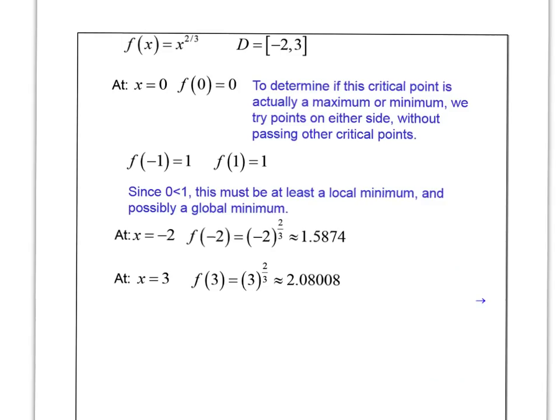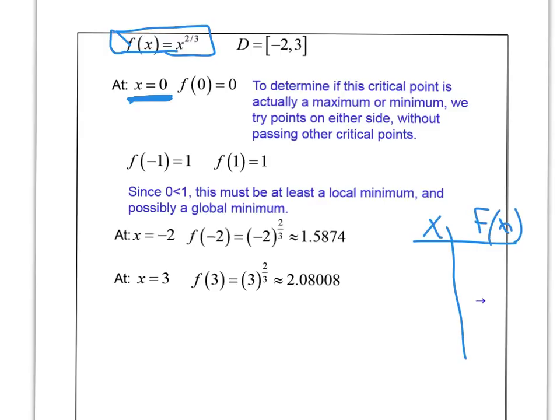I'm not sure what's happening to this function, but I know it has a critical point when x equals 0. So I wonder what the value is. This is called the candidate test. This is your first glimpse at it. It's very popular. I like the candidate test to be a table of values made up of my key points.